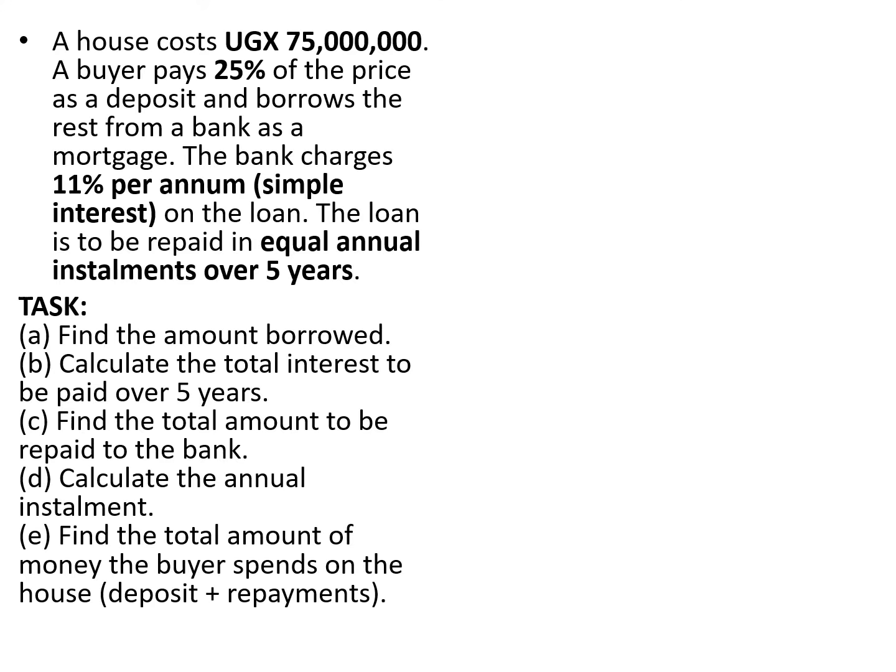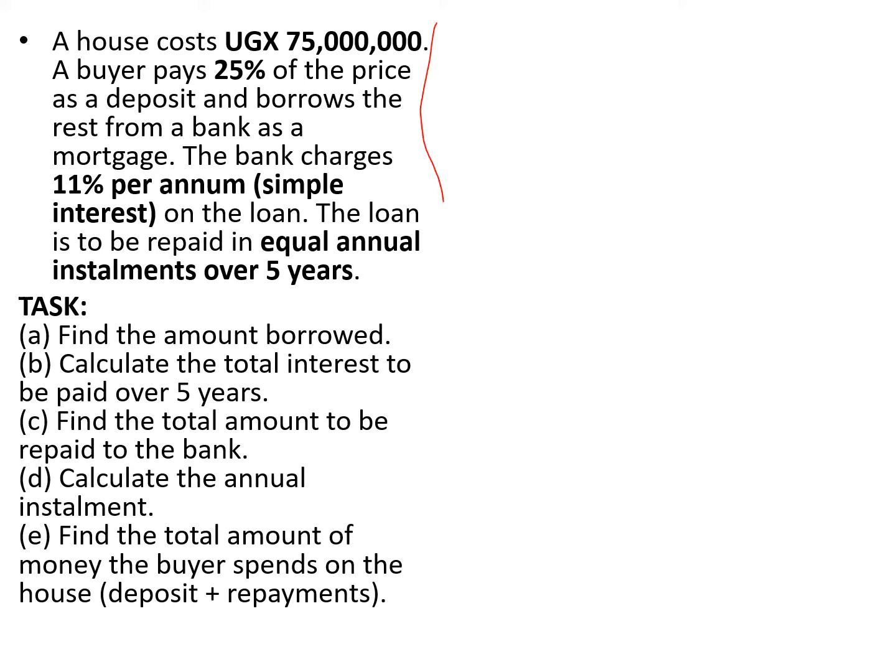Then also here we have the second number that says a house costs 75 millions, a buyer pays 25% of the house as the deposit and borrows the rest from a bank as a mortgage. The bank charges 11% per annum simple interest on that loan. The loan is to be repaid in equal annual installments over 5 years.